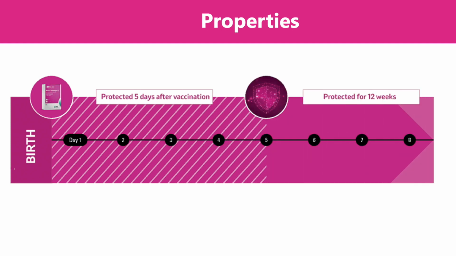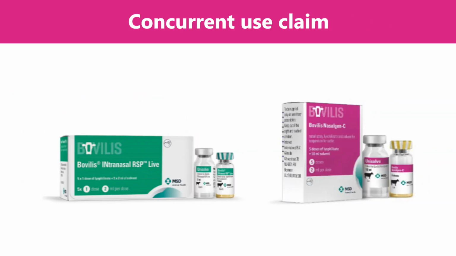It is a 2 ml dose administered intranasally with an onset of immunity of 5 days and a duration of immunity of 12 weeks. This vaccine has a concurrent use claim with Bovilis Intranasal RSP Live. Both vaccines can be administered on the same day, not mixed, to calves from the day of birth.